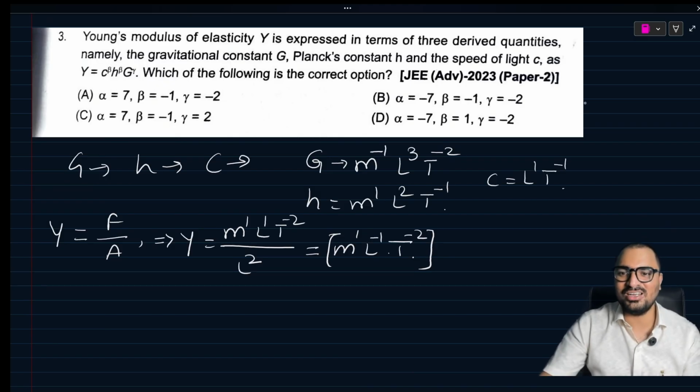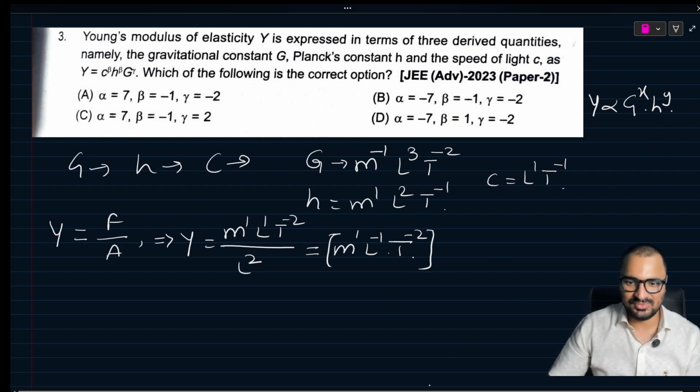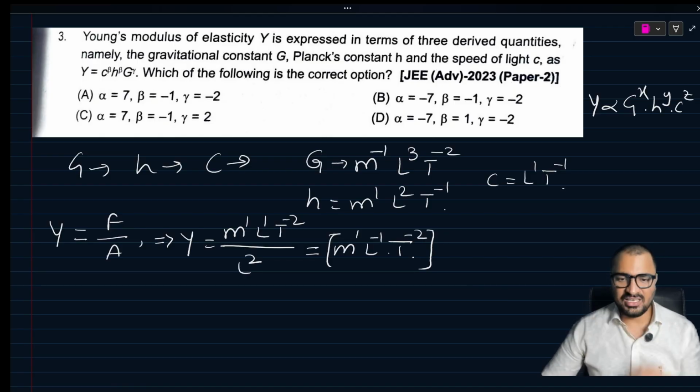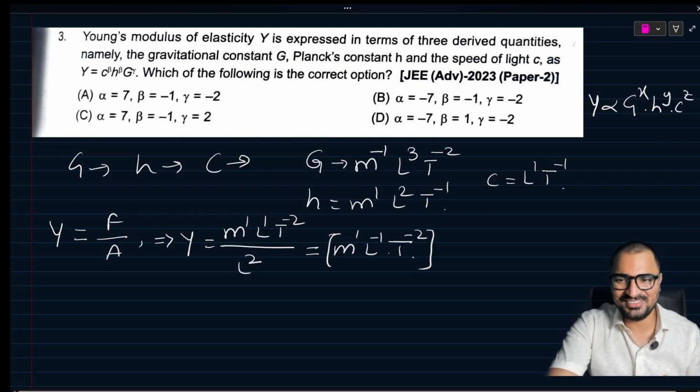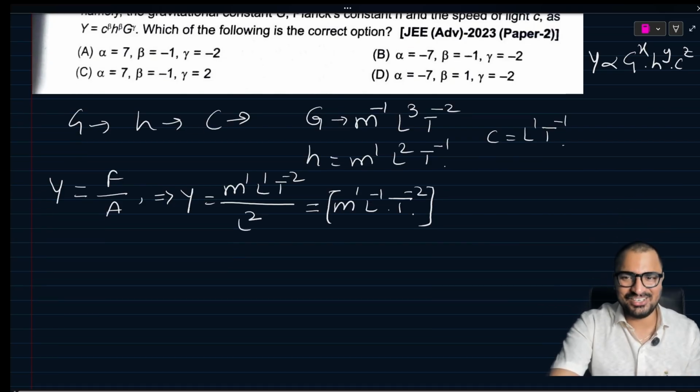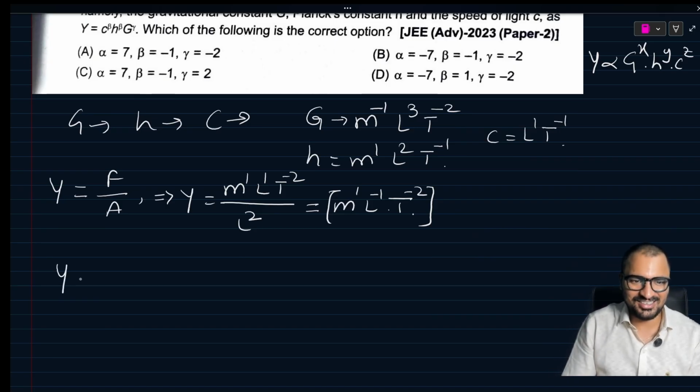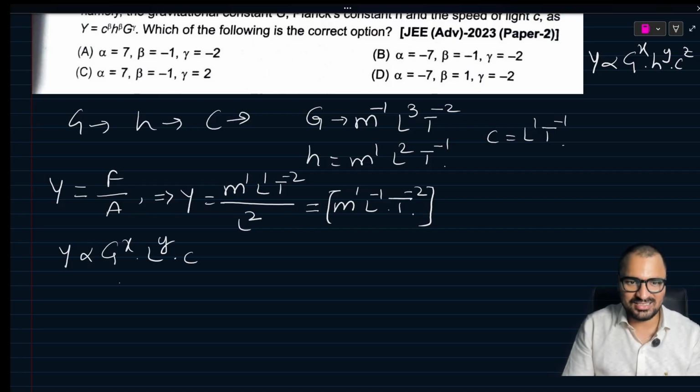What they mention, the equation you can write: Y is directly proportional to G power x, H power y, and C power z. We can put in the values and simplify. Easy question, right? I'm expecting you can solve. You try to solve. Y dimension is M1 L minus 1 T minus 2.